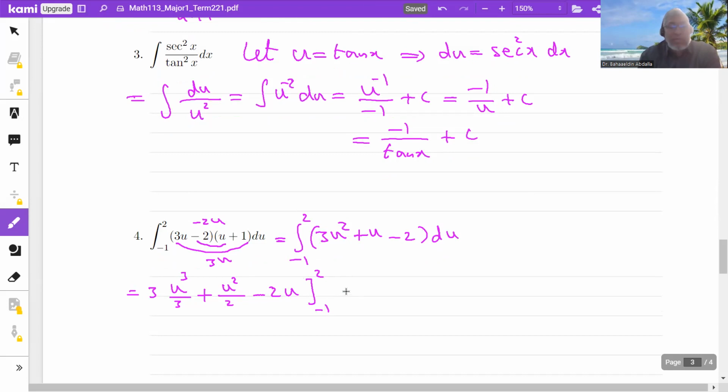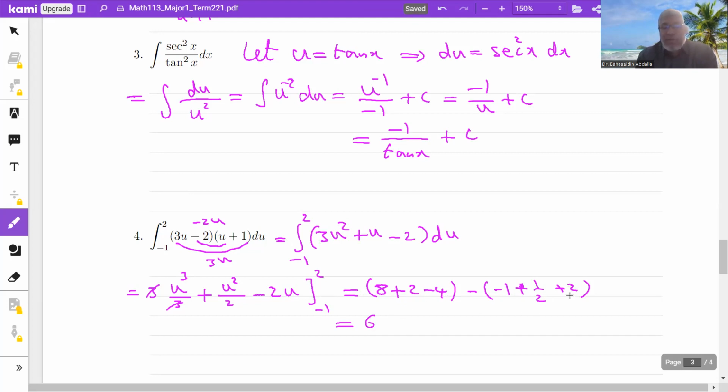Okay, so here 3 cancels with 3, so I'll have 2 to the power 3, which is 8, plus 2 to the power 2, that's 4 over 2, that's 2, minus 2 times 2, so minus 4, minus, I replace u by minus 1. Okay. Negative 1 to the power 3 is negative 1. Negative 1 to the power 2 is 1, so plus half. And negative 2 times negative 1 is plus 2. So 10 minus 4 is 6.